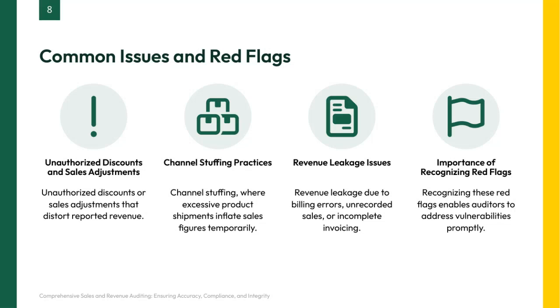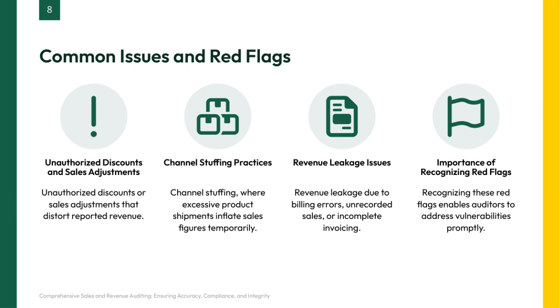One common issue we see is unauthorized discounts and sales adjustments. These can distort the reported revenue by making it appear higher or lower than it actually is, which misleads stakeholders. Another problem is channel stuffing, where companies ship excessive products to distributors just to inflate sales figures temporarily. This practice can create a false sense of growth but usually leads to complications down the line.